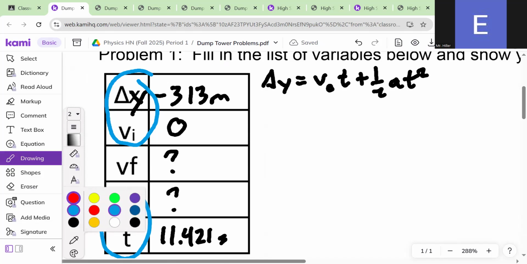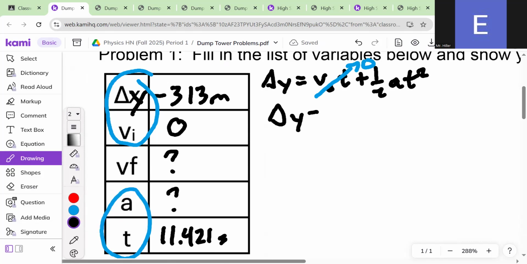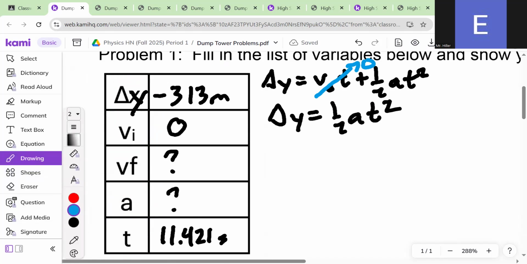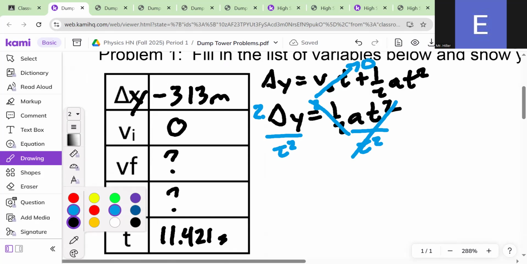Now since the object is released from rest, I know v naught times t is equal to 0. So the equation I get is delta y equals 1/2 a t squared. Well, to solve for a, we need to start by multiplying by 2 to get rid of the half. And then we can divide by t squared to get rid of the t squared. That's how we can get a by itself.